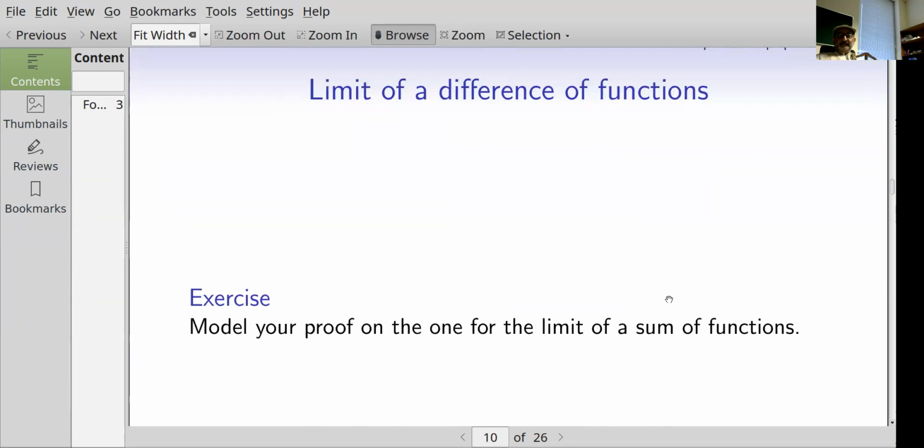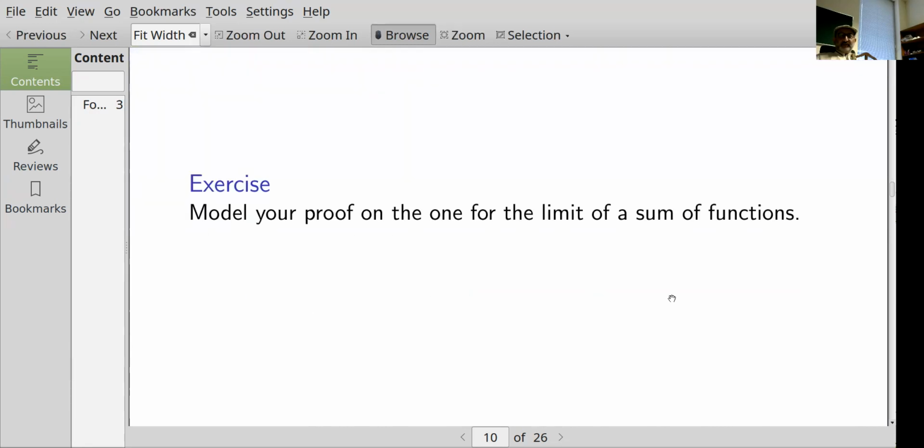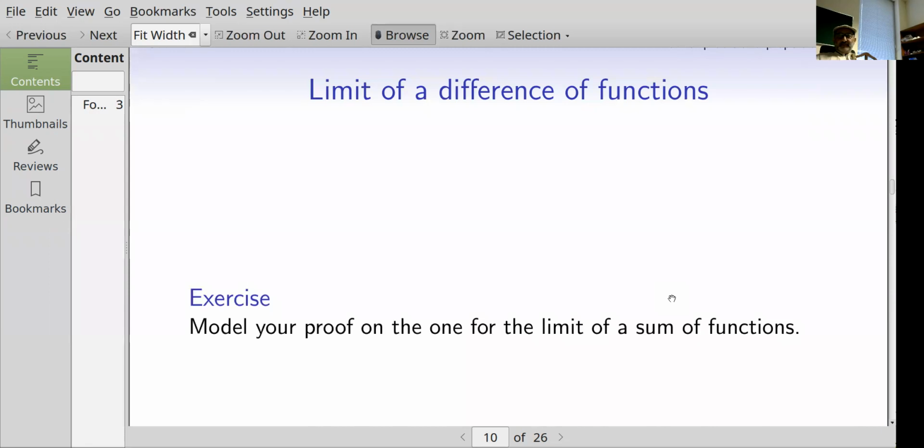Now, for the limit of a difference of functions, I claim that if you use the triangle inequality again, you can get the same thing. You should be able to almost copy the previous proof to get the rule for the limit of a difference of functions.